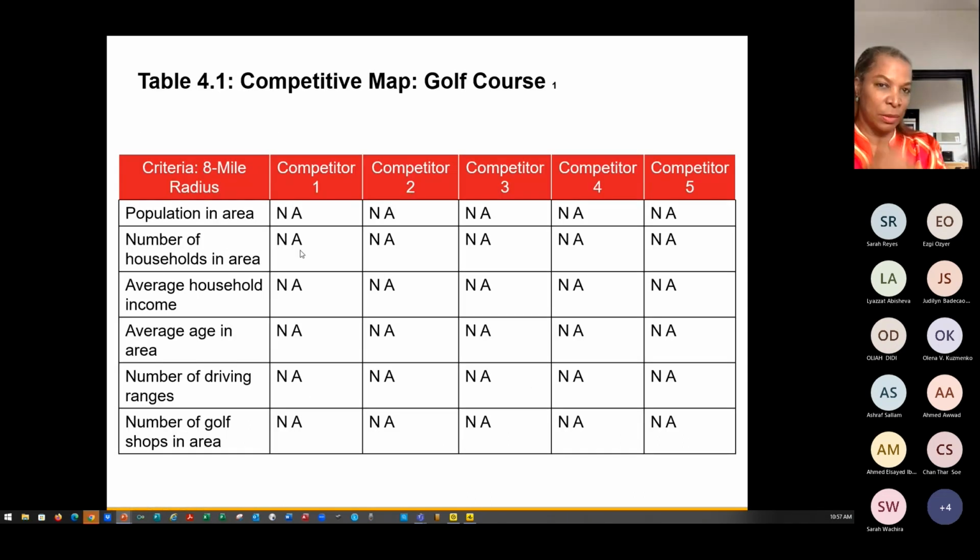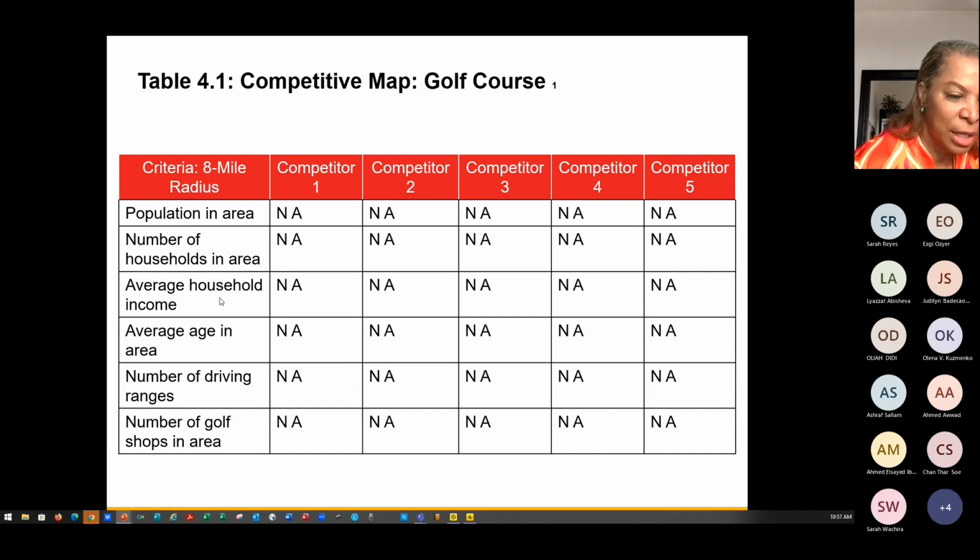So this is what you would do. This is an example of a competitive map. So in an 8-mile radius, which is about 20 minutes. Is that 20 minutes? 8 miles. Depends on how fast you drive, but let's say it's 8 miles. So you want to look at the population in that area. How many people live in that area? How many households are in that area? What the average income is?